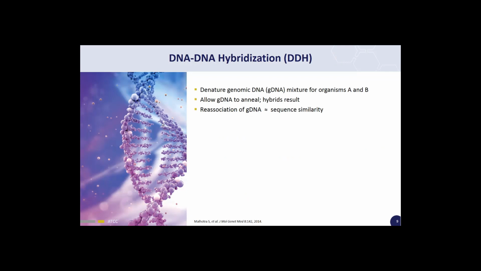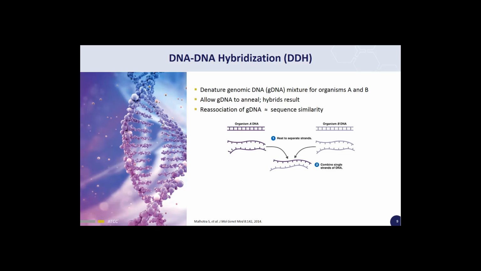One method to compare the whole genomes of two organisms is called DNA-DNA Hybridization, or DDH. In this wet lab technique that dates back to the 1970s, the genomes of two different organisms, let's call them A and B, are isolated. Each of the genomes is denatured, then allowed to anneal together in a hybrid assembly containing one strand of organism A and one strand of organism B.